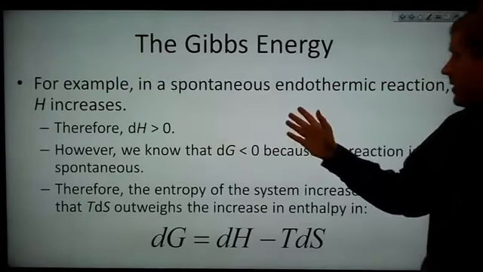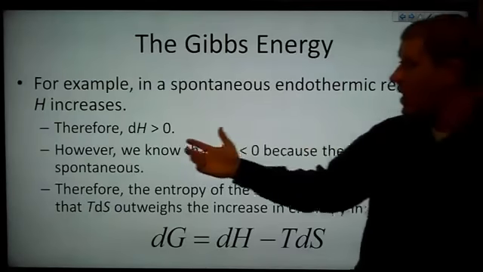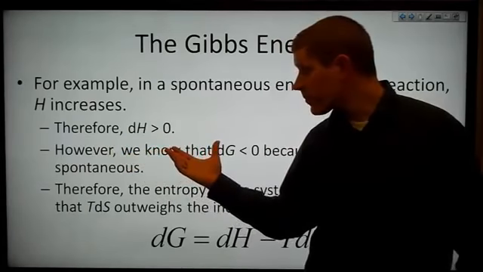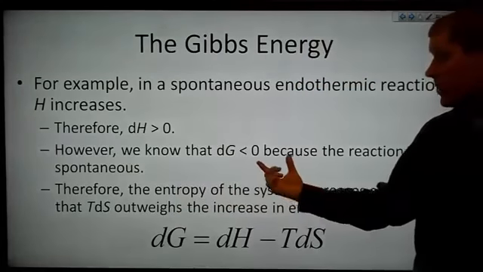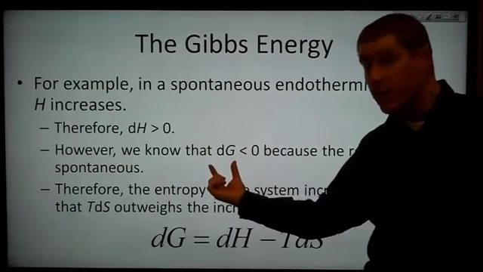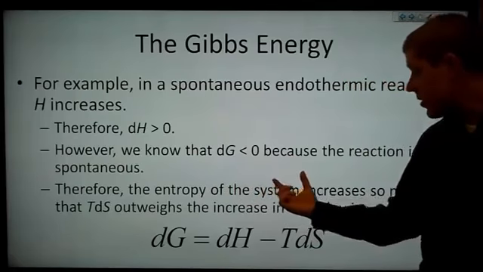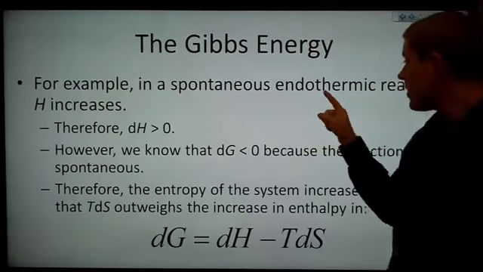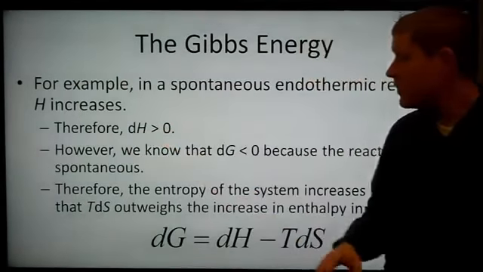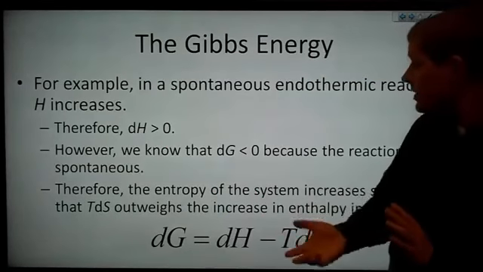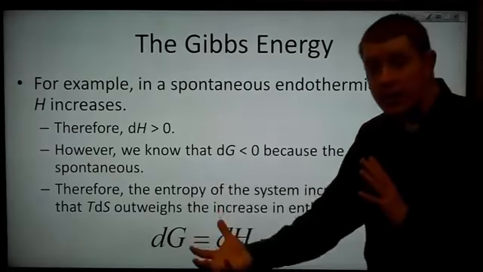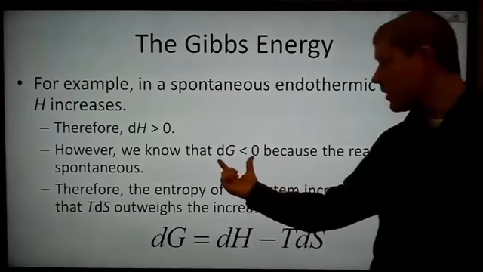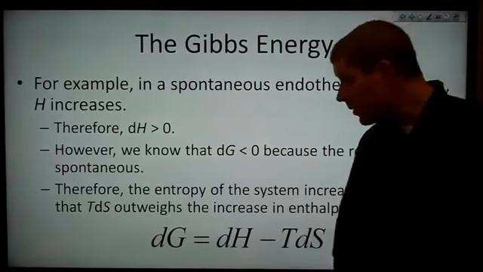For example, in a spontaneous endothermic reaction, enthalpy increases. Therefore, the change in enthalpy is greater than 0. But we know that the change in Gibbs free energy, delta G, must be less than 0 because the reaction is spontaneous, right? We said it was a spontaneous endothermic reaction. We know that enthalpy is increasing because it's endothermic. We're absorbing energy from the surroundings as heat, so enthalpy is increasing. But we know that because it's spontaneous, dG must be less than 0.